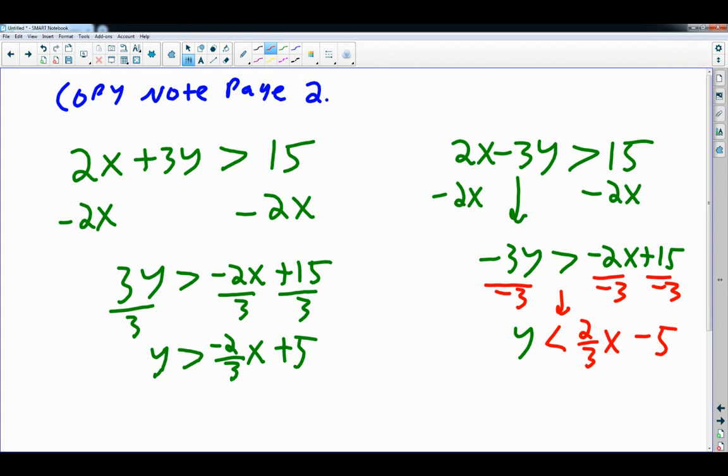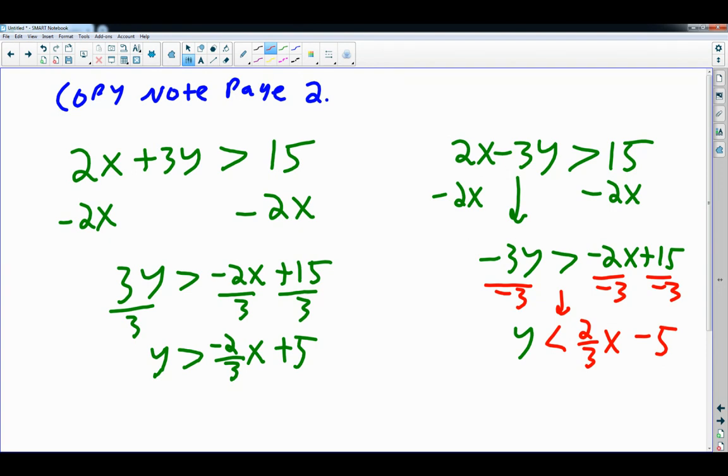So if you notice, between the green one and the red one, the only thing that stayed the same was the y in front. The inequality flipped. The fraction went from negative over here in green to positive over here in red. And +5 now became -5. And that's all the difference. That's how much different it is when you have a plus sign here and a minus sign over here. And I'm talking about the top here, +3y and -3y. All right, so if you want to pause the video, copy down these notes.